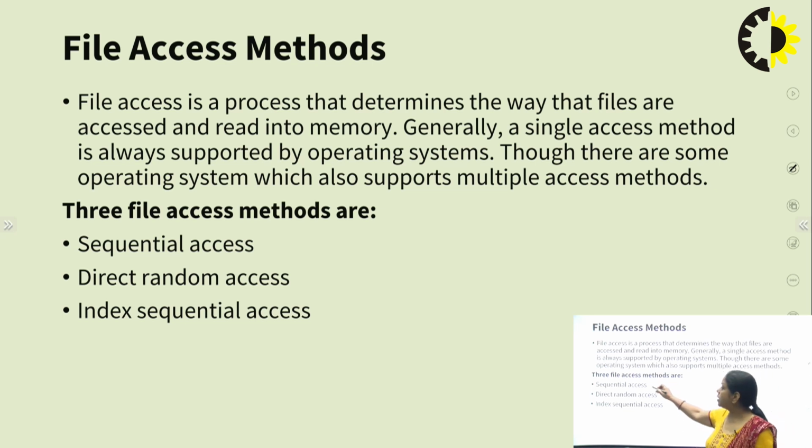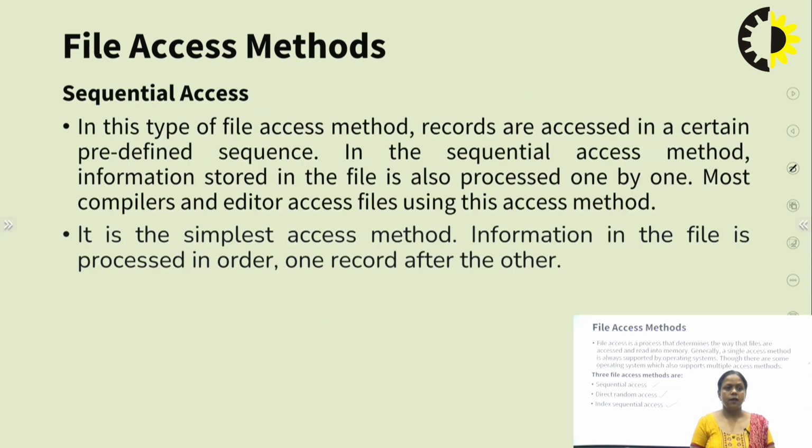First one is sequential access. Second is direct or random access, and third is index sequential access. These are the three different access methods. Right? Now we will see what these methods are. First one is sequential access.